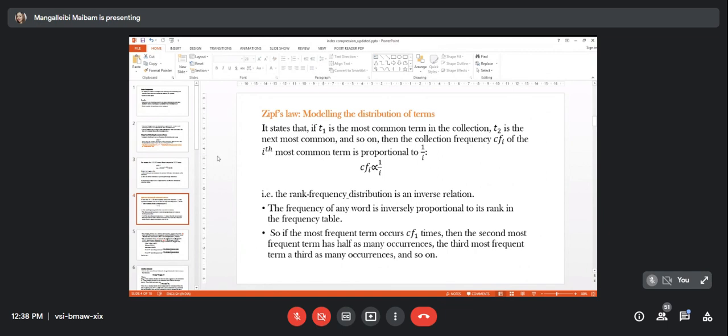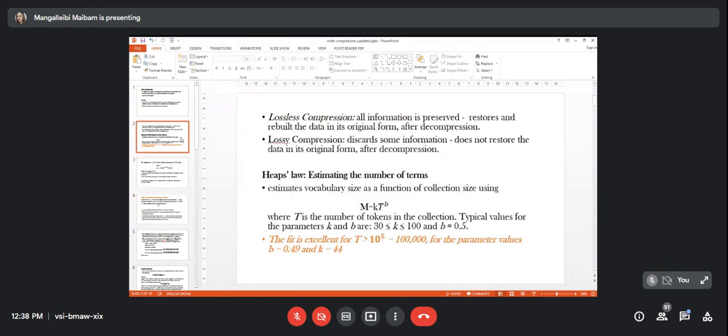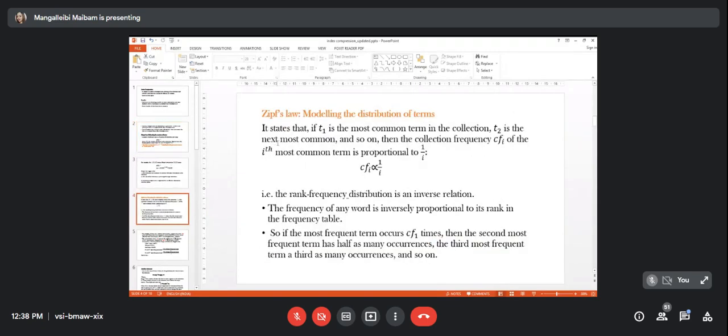Another law is Zipf's law. The first one, Heaps' law, estimates the vocabulary size, and the second law is Zipf's law. Zipf's law is to understand how we model the distribution of terms. So here you can see the statement for Zipf's law.